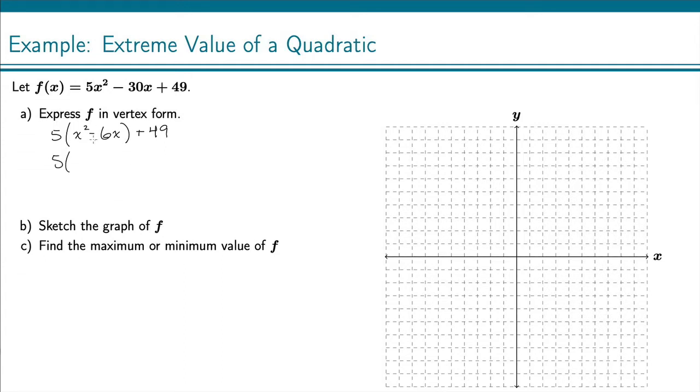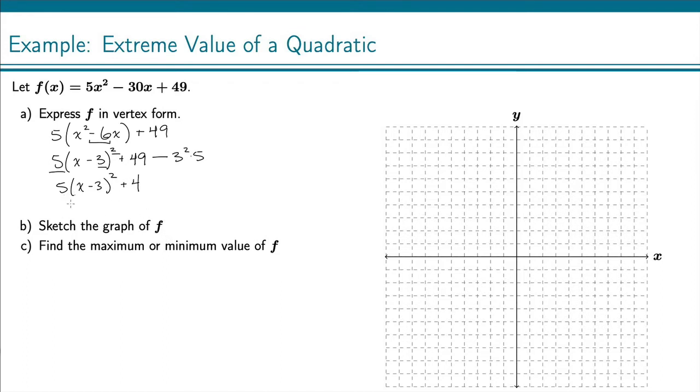Next, we're going to take this number in front of the x term and divide it by 2, and that's what we're going to put here. So we have a negative 3 there, and that's squared. And we have our plus 49, and we subtract this number squared times that number. So 3 squared times 5, and that's 9 times 5, which is 45. So 49 minus 45 is just 4. So this is 5 times x minus 3 squared plus 4.